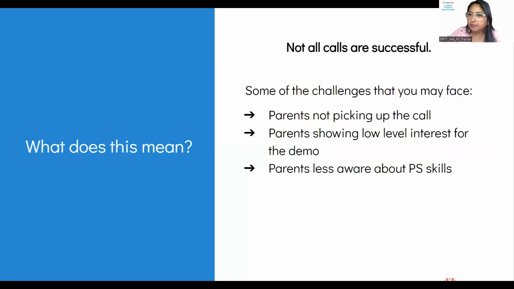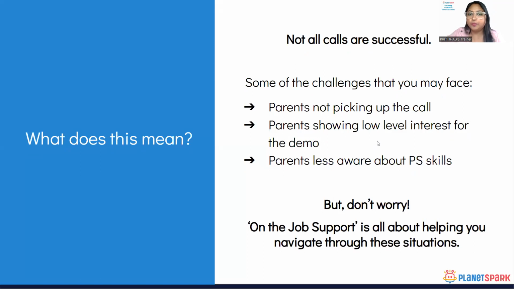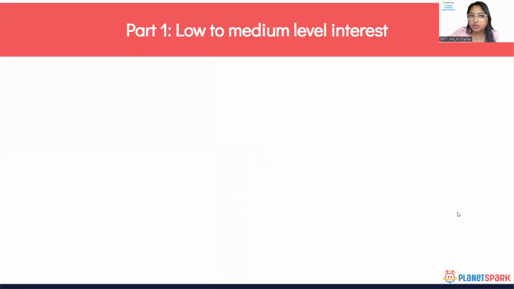Okay, so the first challenge is parents not picking up the call. This is the scenario I already told you. Now, let's not deviate. The second challenge could be parents showing a low level of interest in the demo. And the third challenge can be that the parents are less aware of the PS skills. We are going to do some of these scenarios, but don't worry, on-the-job support is all about helping you navigate through all the solutions. There will be support guiding you through these situations.